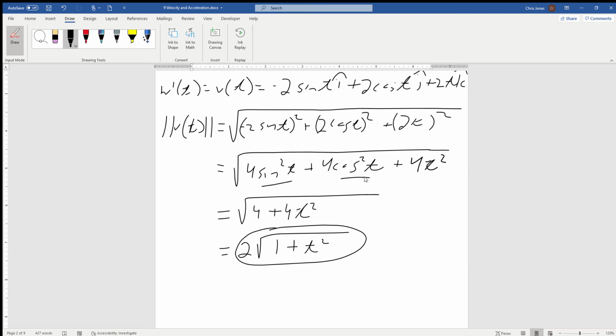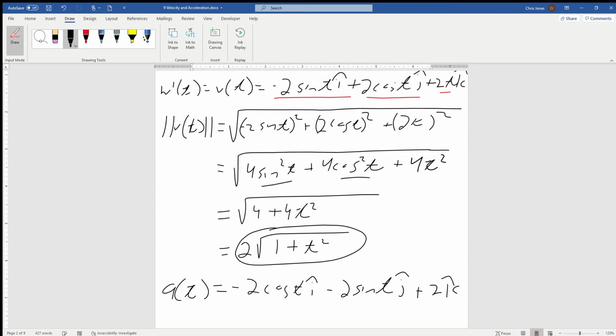Right? Now finally, we're going to find the acceleration function, a of t, and a of t is going to be equal to negative 2 cos t i, and all I'm doing is going up here, taking the derivative of each of these terms from the velocity function, minus 2 sine t j, and then finally plus 2k. All right, so that's easily how we're going to find acceleration, velocity, and speed functions.